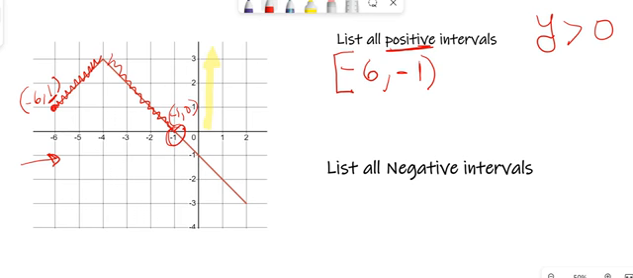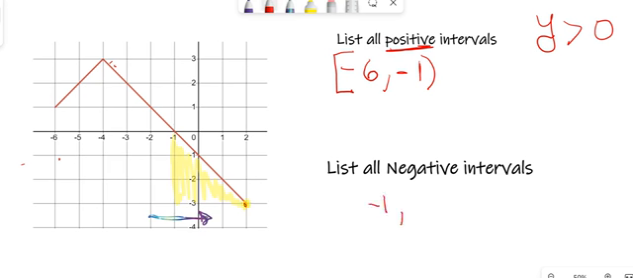Any negative? Let me erase. Negative is below 0. What part of the graph do I have below 0? Okay, I see that starting at -1, all this is negative until I get to this point. So beginning, comma, end, from left to right. Remember, from left to right, the domain. So it begins at -1.